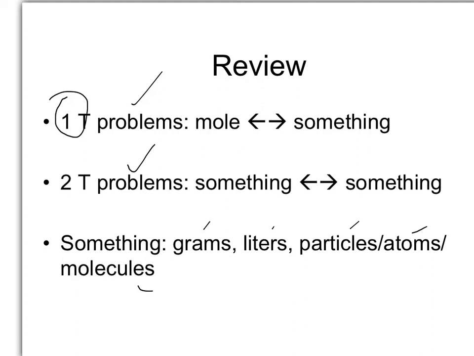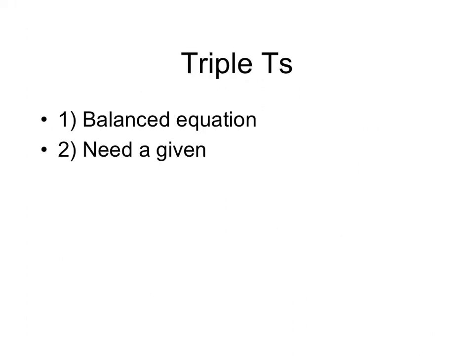So let's talk about how the 3Ts will be different. To do a 3T problem, you need to have two items. One is a balanced equation, and two, I have to provide you a given. If you don't have a balanced equation, or I haven't given you a starting item, there's no way to accomplish it.